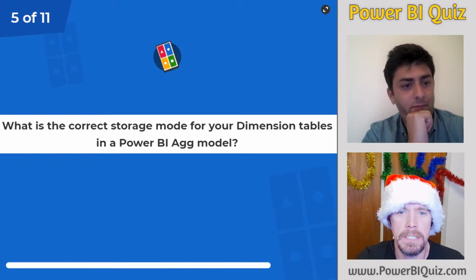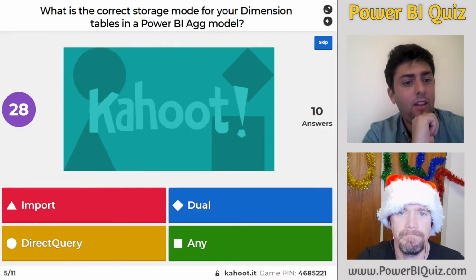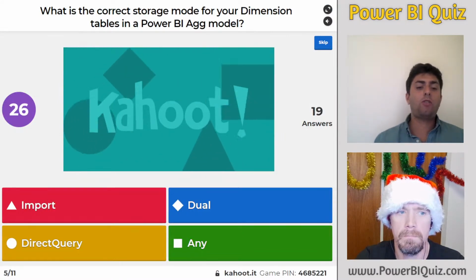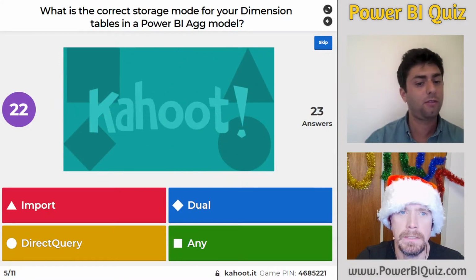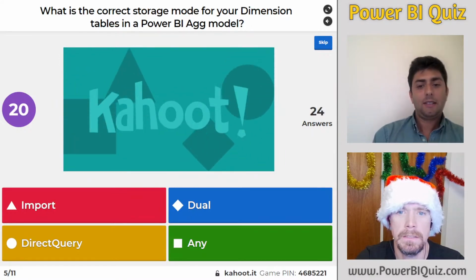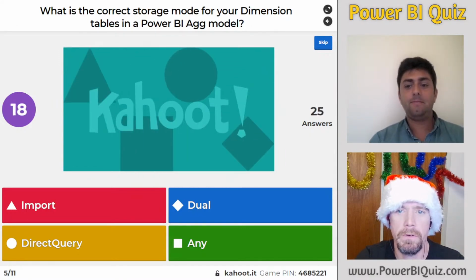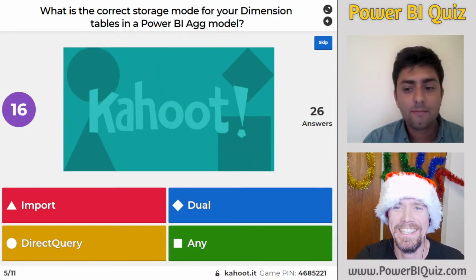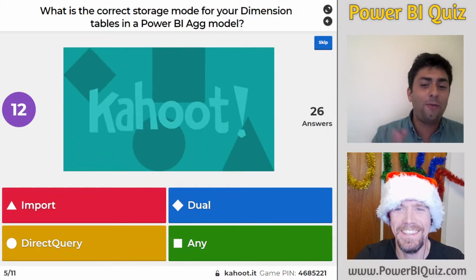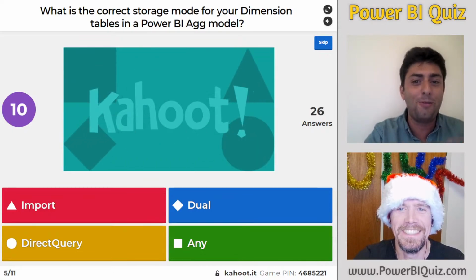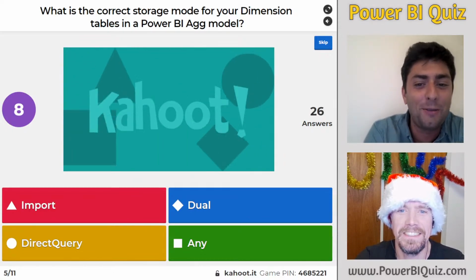So this is dimension tables. It's the same question, but for dimensions, for your referentials. And people are answering very, very quick on this one. Yeah, the answers are really quick. Maybe, well, the first questions are pretty easy, but you will see that after it will get harder.